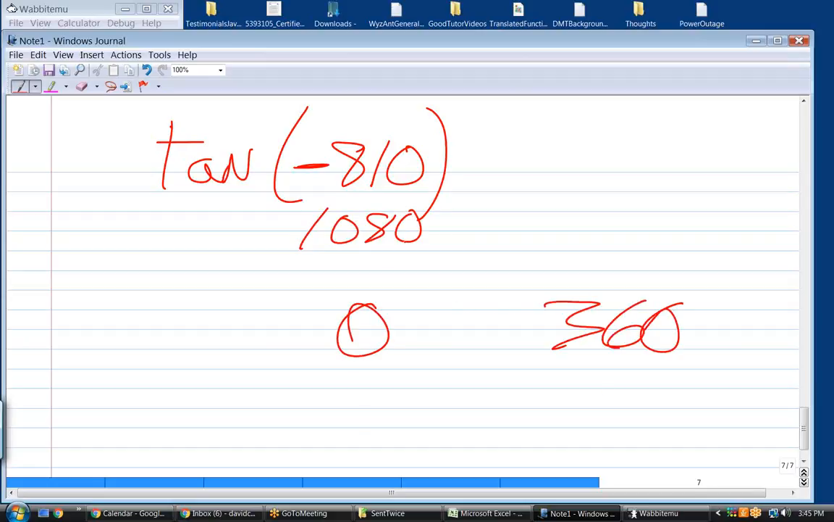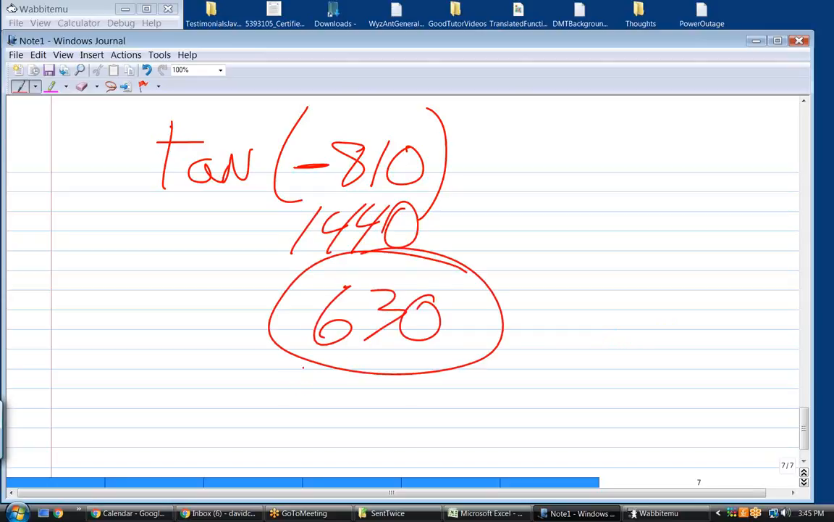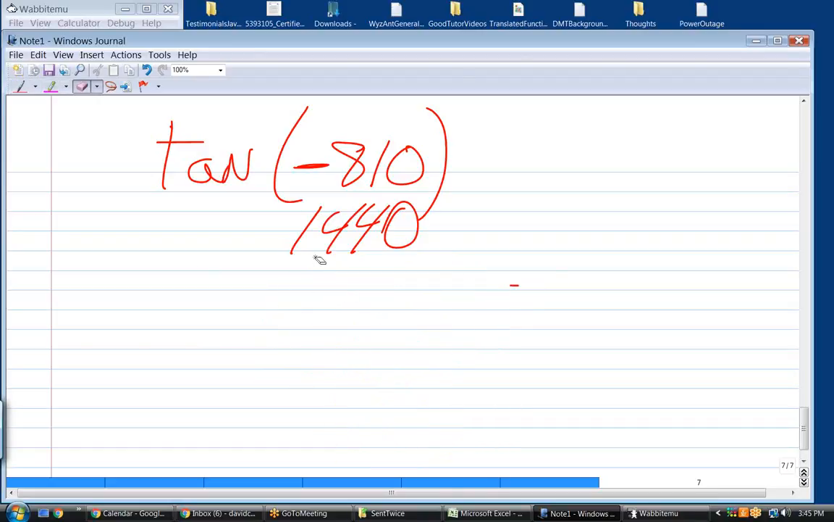In other words, if I added too many, let's say I added 1440, well, then I get 630. I'm not in the unit circle anymore, and I would have to subtract 360 from that to get it down to 270. So the reference angle, you always want it to be a positive angle between 0 and 360. Okay. You do whatever you have to do depending on what this number is.